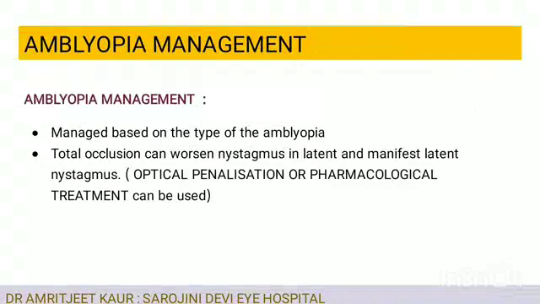Next in visual acuity improvement is amblyopia management. Amblyopia is managed based on the type of amblyopia. Total occlusion can often worsen the nystagmus in cases of latent and manifest latent nystagmus. Therefore, in these cases, optical penalization and pharmacological treatment is better.